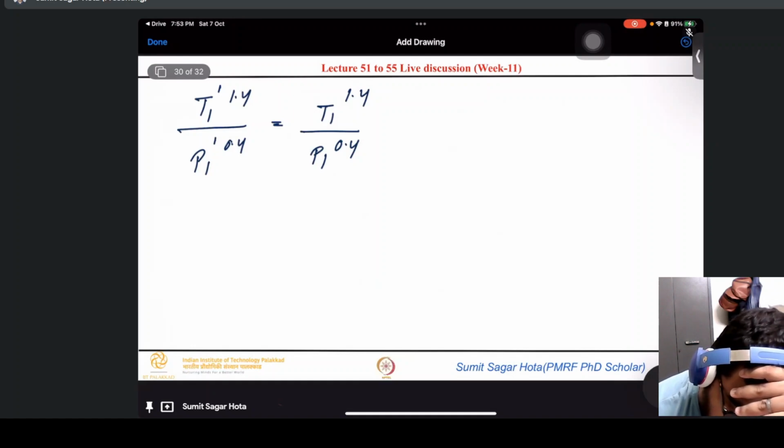Here it's not an isentropic property, T1 dash and P1 dash. At the initial condition it's 300 K and 1 bar, and after that, whatever the condition is in the first stage, that is T1 dash. So you should note all these things. Don't confuse T2 dash and T1 dash.